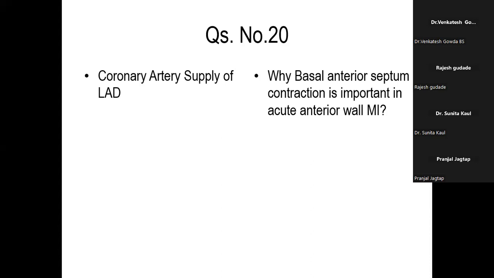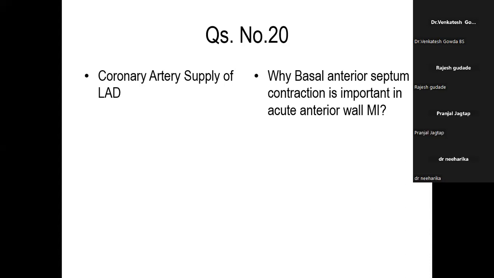Yes, sir. So if you happen to see in plax window, you should go and confirm in 3-chamber view whether I'm seeing the basal anterior septum correctly or not correctly. Is that right? So you have to read a little bit more. Sure, sir. All right, let's move on to next.